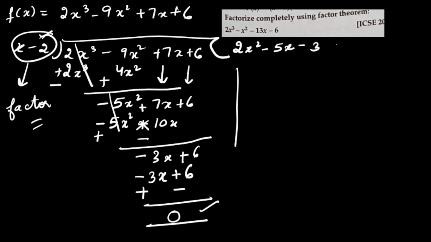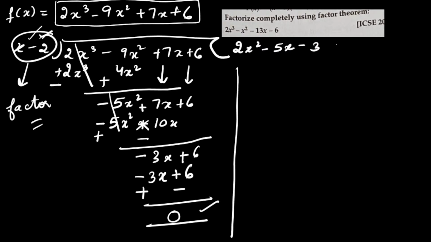Now the first part of the question is done. Division is completed. First of all, we found one factor by different trials. So x minus 2 was the factor. After finding the factor, with that factor we have to divide the polynomial. After dividing, we will get one quadratic polynomial as the quotient of this division.